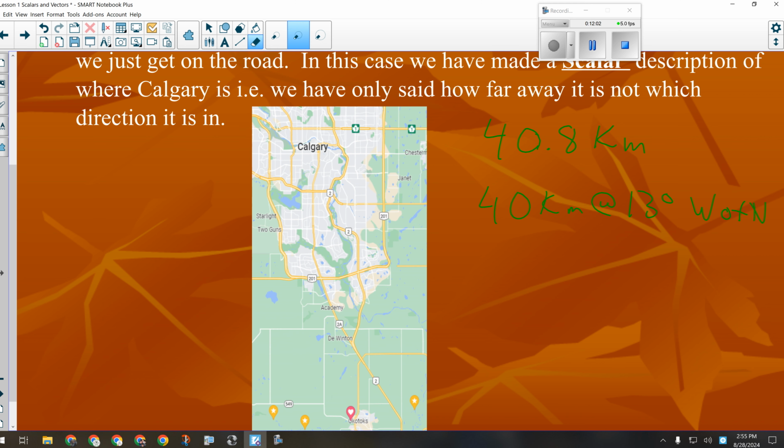But we get that impression. There's more there. It must be more accurate. Not necessarily. Okay? I could have a vector. I could have said this instead. I could have just said 4 times 10 to the 1. Okay? Now it's only accurate to plus or minus 10 kilometers. That's not very good. Okay?